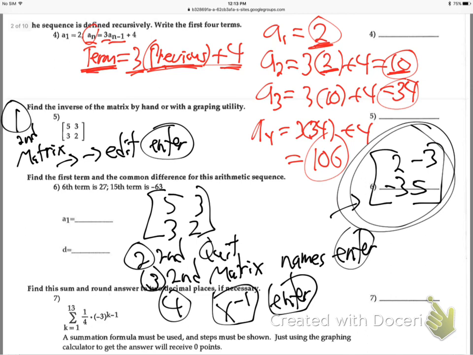Which you could also do by hand. I don't want to take the time. If you're interested in doing it by hand, grab me after. I'll be glad to show you, but I want to keep moving. So just put it in your calculator. I would just put it in my calculator, hit the inverse button, and it'll do it.